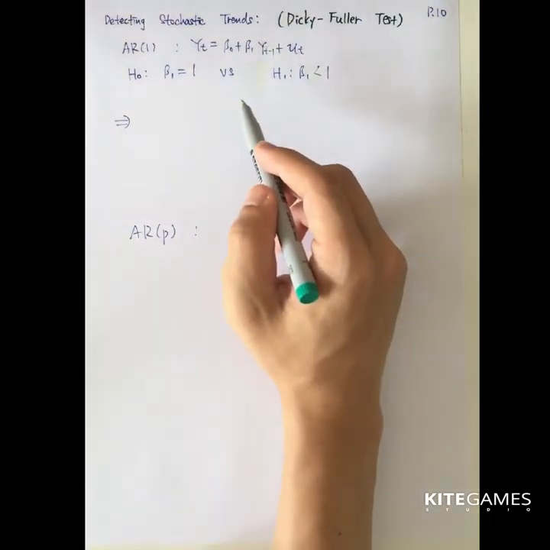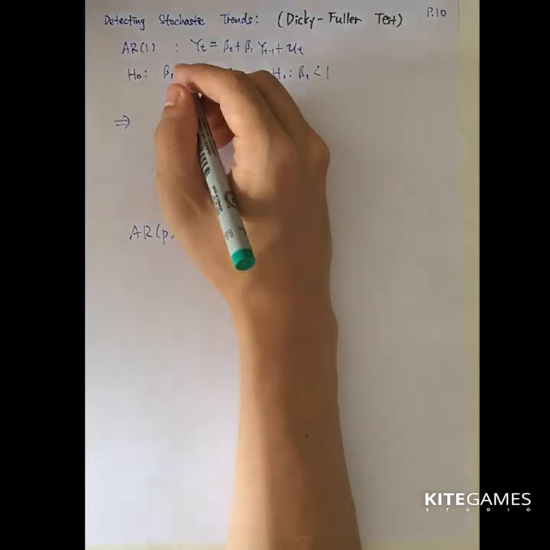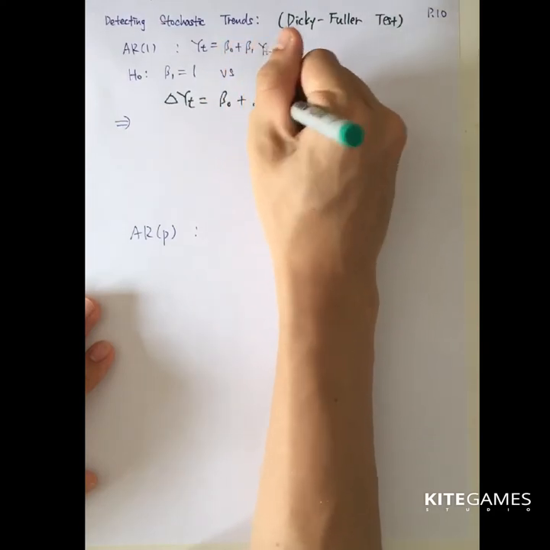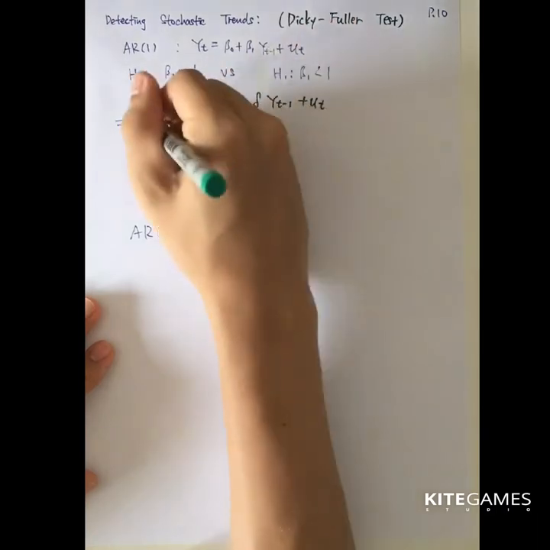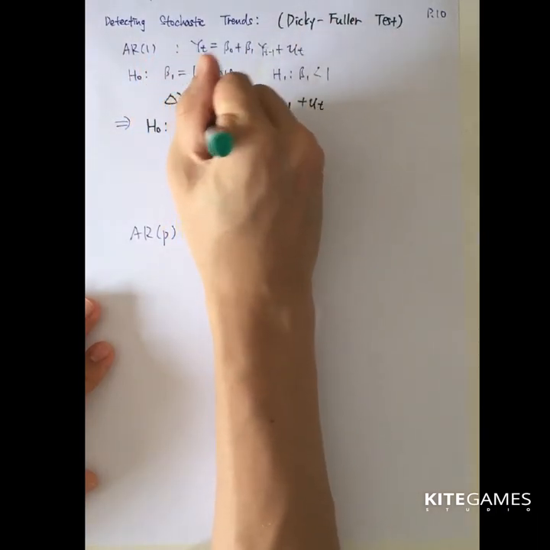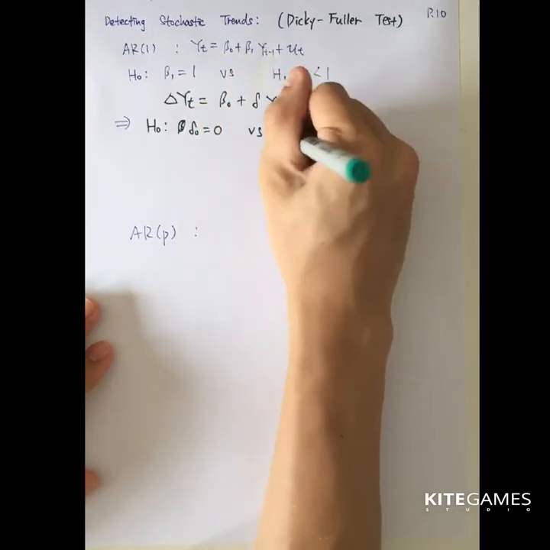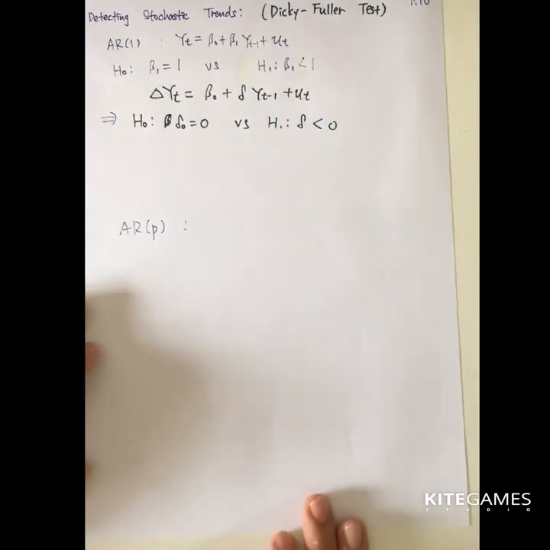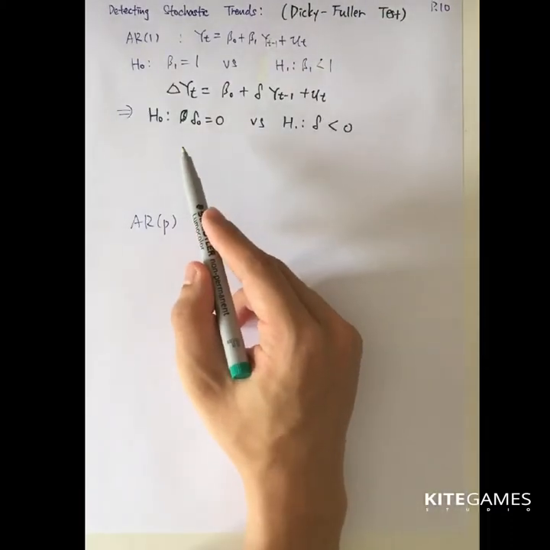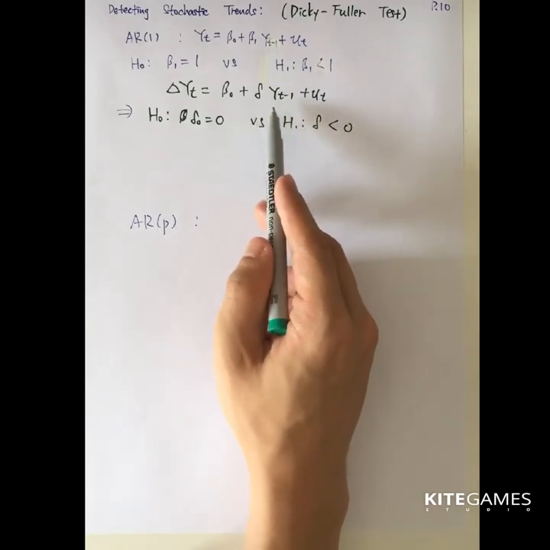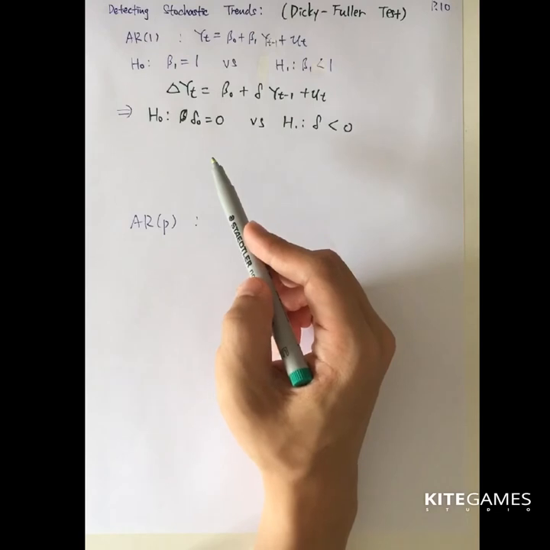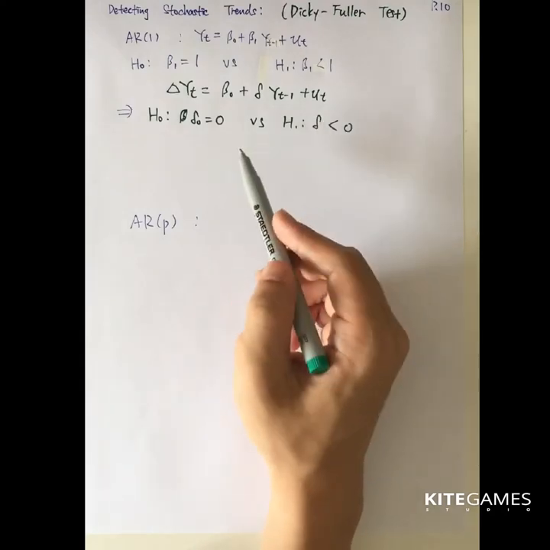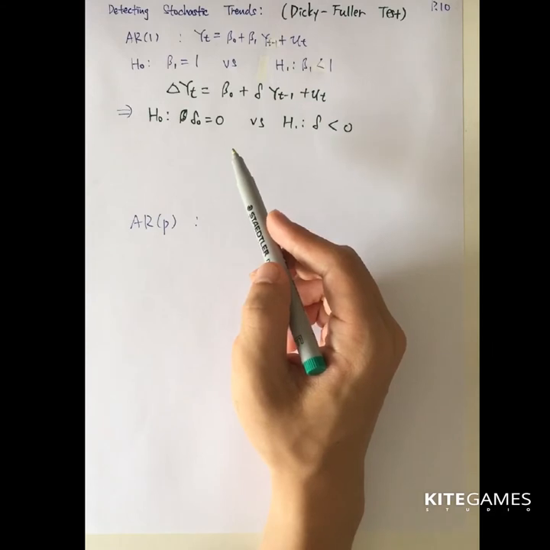Or some people rewrite the Dickey-Fuller test by setting the change in yt equal to beta 0 plus delta yt minus 1 plus ut. Then you are testing delta equal to 0, versus the alternative hypothesis that delta is smaller than 0. So you calculate the t statistic of the coefficient of yt minus 1 and compare it with some critical value. Then you can see whether the first lag suffers from the stationarity problem.